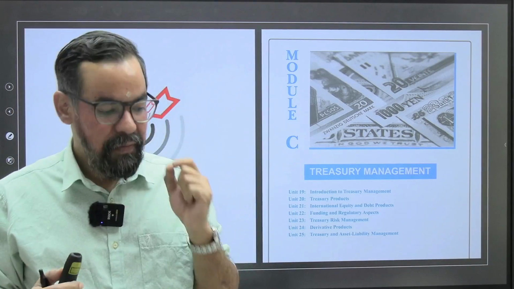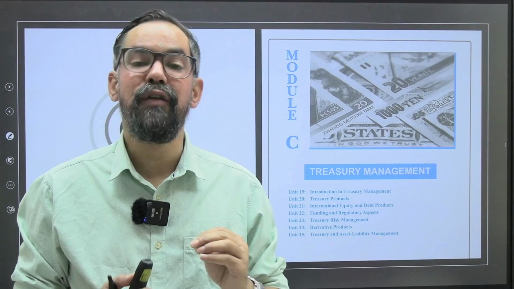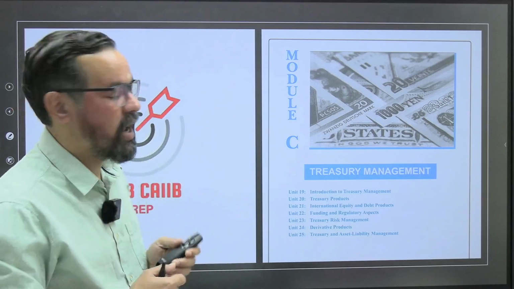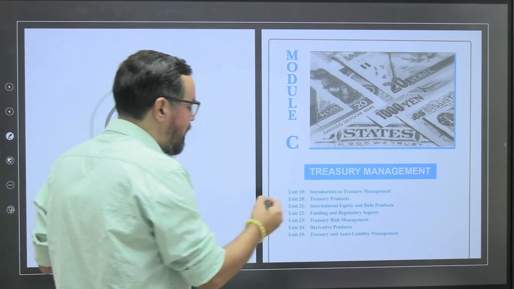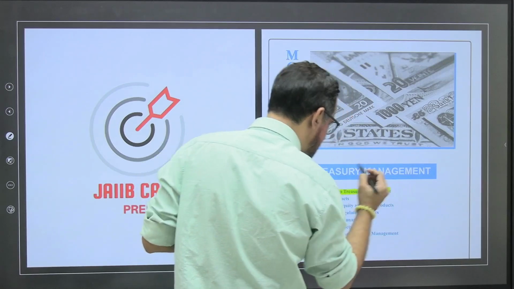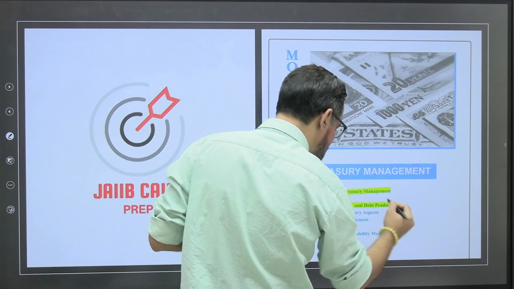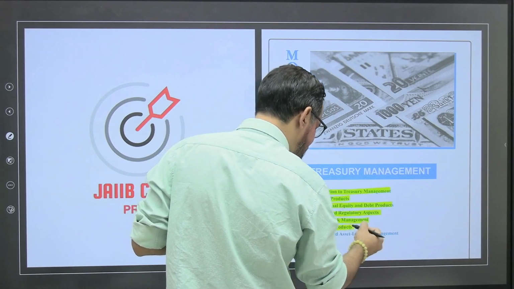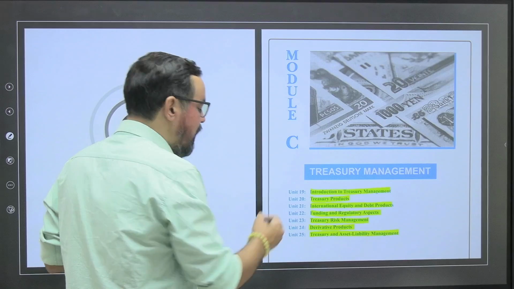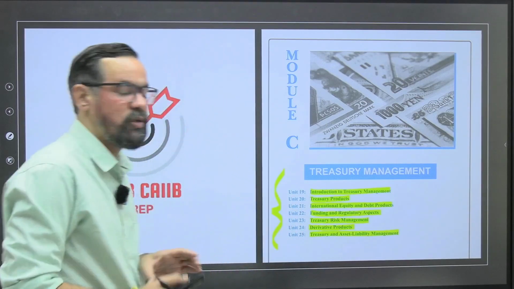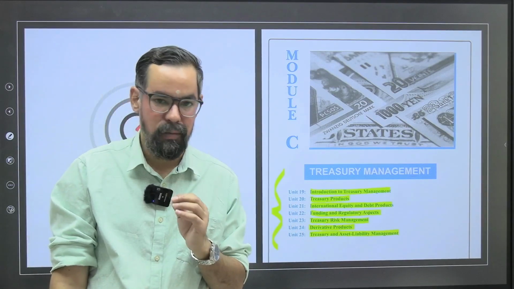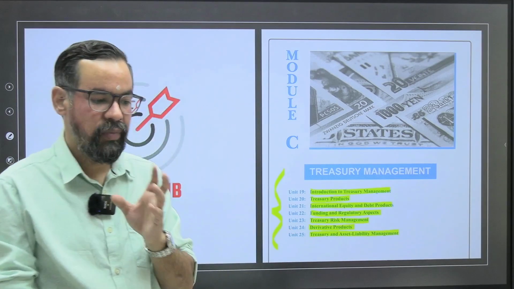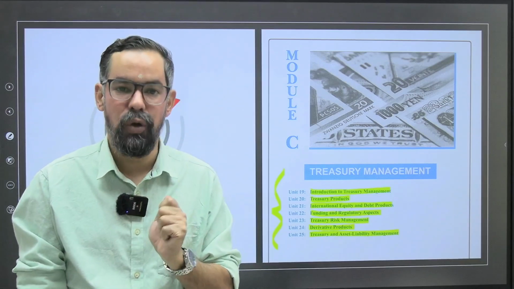ठीक है, तो दोस्तों, we will start with the very first unit of treasury management, that is called integrated treasury management or introduction. We have introduction to treasury management, treasury product, international equity and debt, funding and regulatory aspect, treasury risk management, derivative product, and treasury and asset liability management. So these are the units of this particular module. 1, 2, 3, 4, 5, 6, 7. So almost equal units to your Module B as well, right?